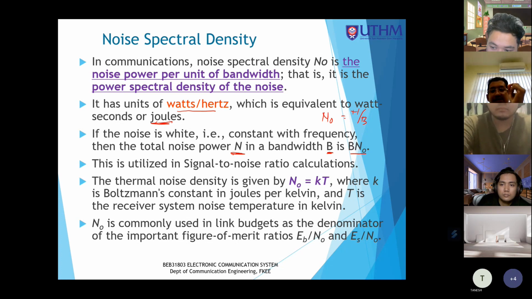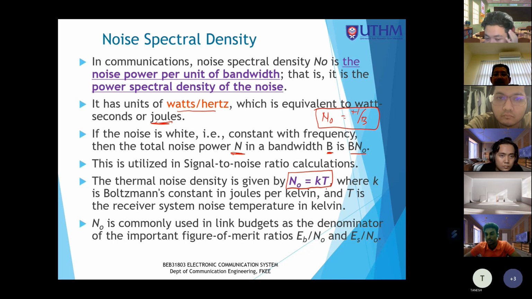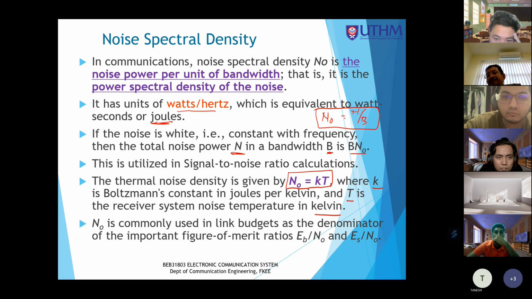So the thermal noise density is given as N0 equal to K times T. So this is another equation for noise power spectral density. Okay, yang tadi kita lihat yang ini, dan yang kedua adalah berkaitan dengan suhu. Yang mana K adalah Boltzmann constant, T is the temperature in Kelvin. Okay, K ni adalah Boltzmann constant, manakala T adalah suhu. Okay, T is the receiver temperature, receiver system noise temperature in Kelvin.